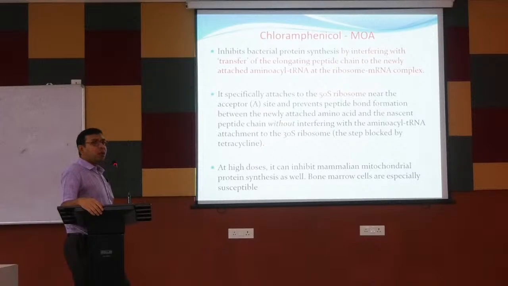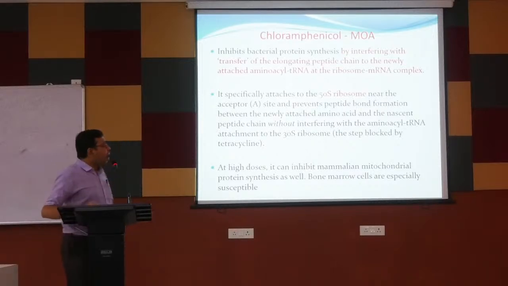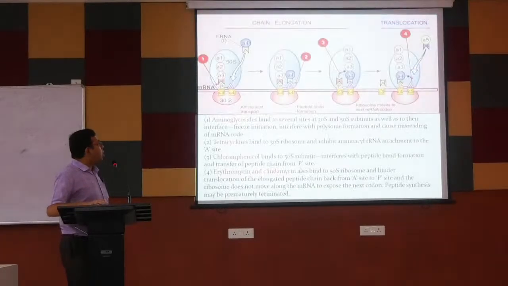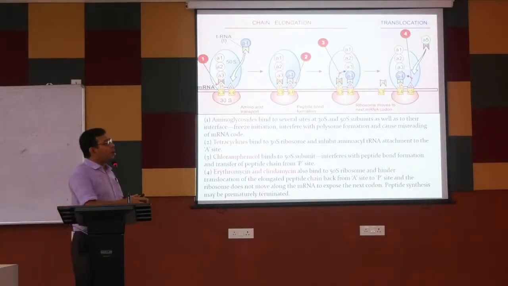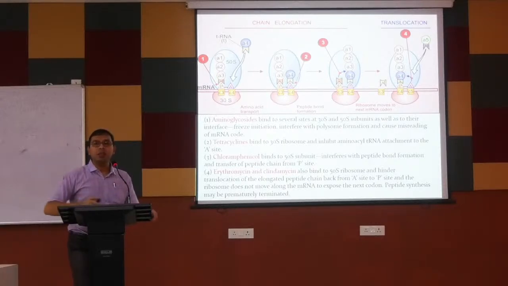The mechanism of action is again interfering with protein synthesis. They interfere with transfer of the elongating peptide chain to the newly attached amino acid tRNA on the ribosome-mRNA complex. So this attaches with the 50S ribosome. Tetracycline attaches with the 30S ribosome. It attaches with the 50S ribosome and blocks the peptide elongation. So you can see, different types of antibacterial agents act at different levels of protein synthesis.